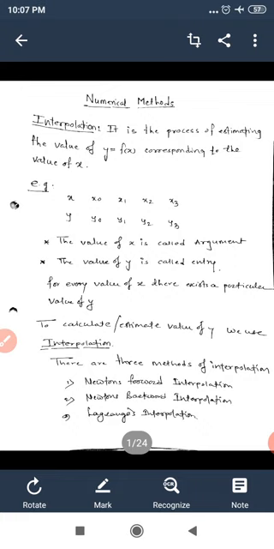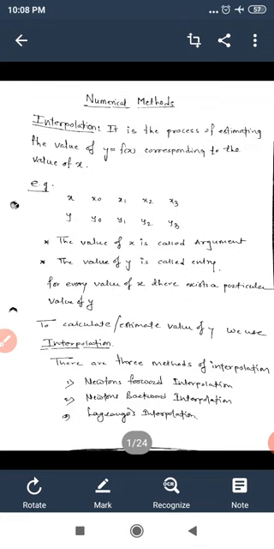Now here x is called the argument and the value of y is called the entry. For every value of x there exists a particular value of y. That means if you put x equal to x0, then we get y0. If you put x equal to x1, then we get y equal to y1. To calculate or estimate the value of y, we use interpolation.